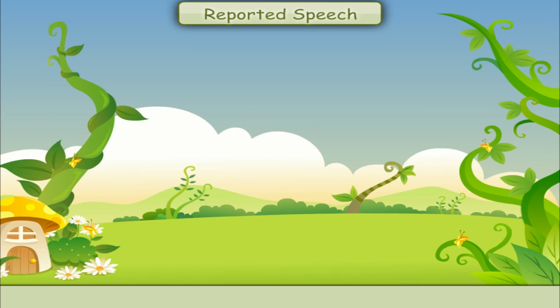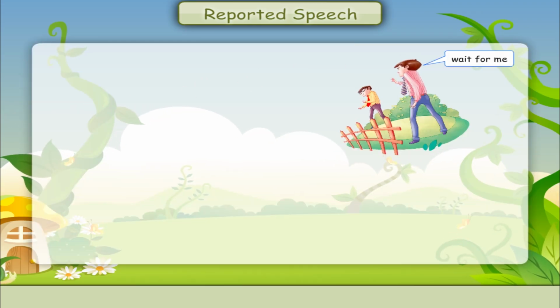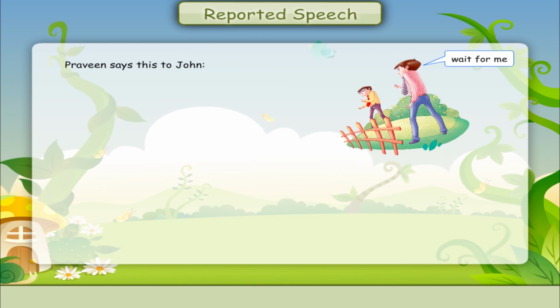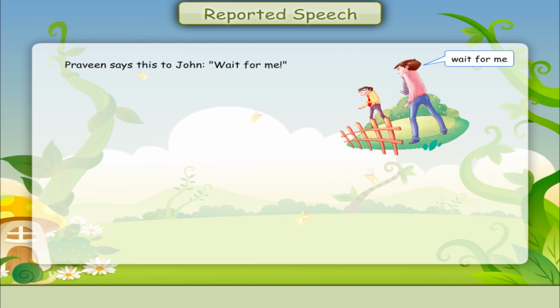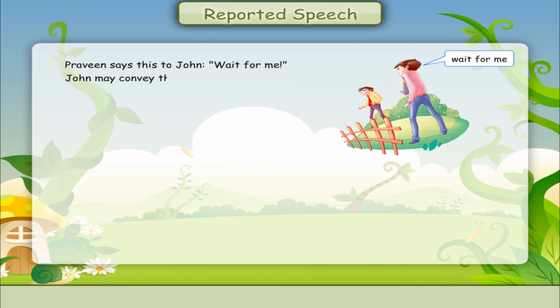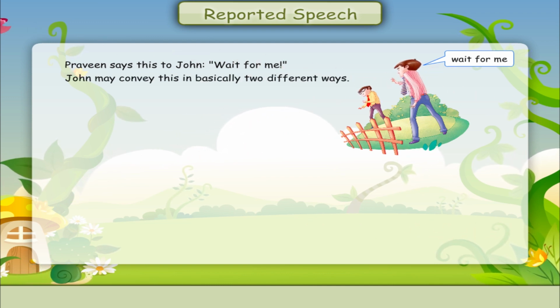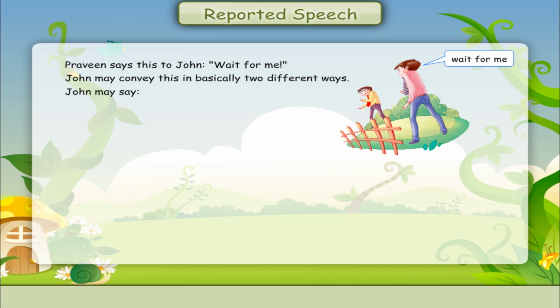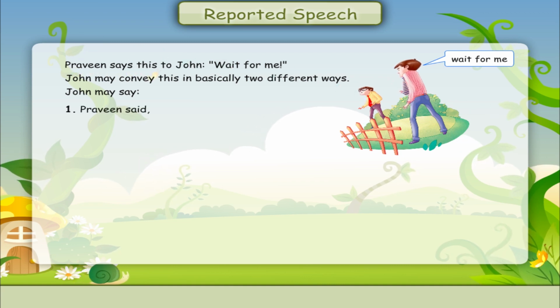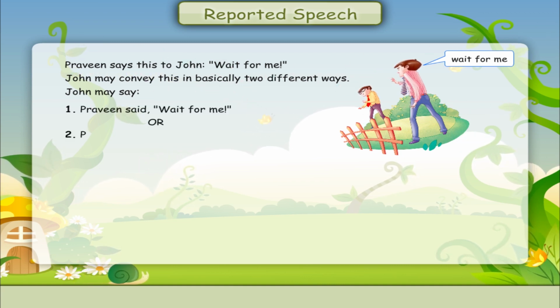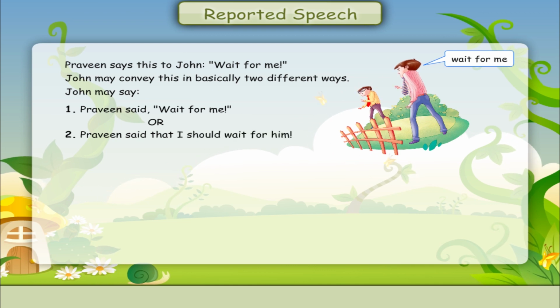Reported speech. Wait for me. Praveen says this to John. Wait for me. John may convey this in basically two different ways. John may say, Praveen said, wait for me. Or, Praveen said that I should wait for him. Praveen asked me to wait for him.